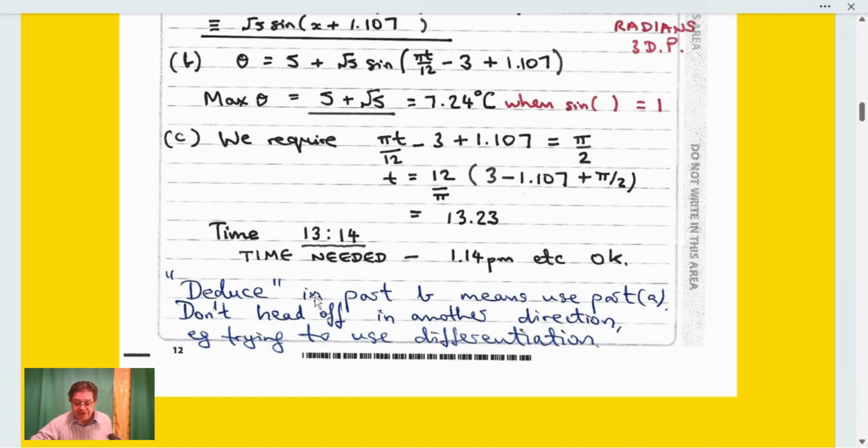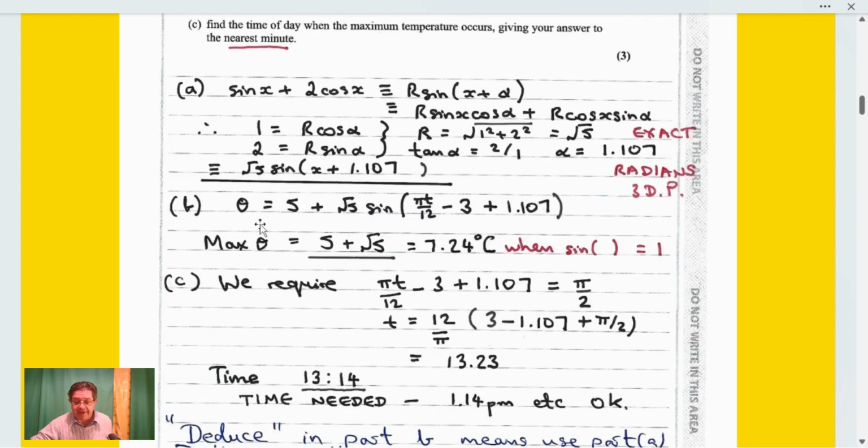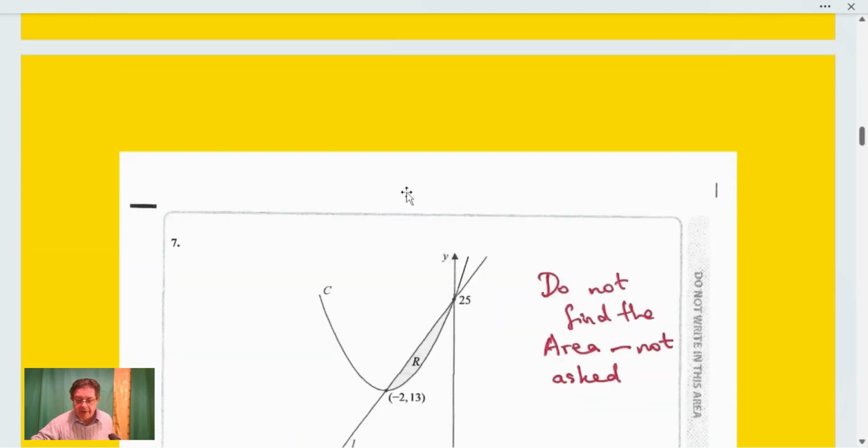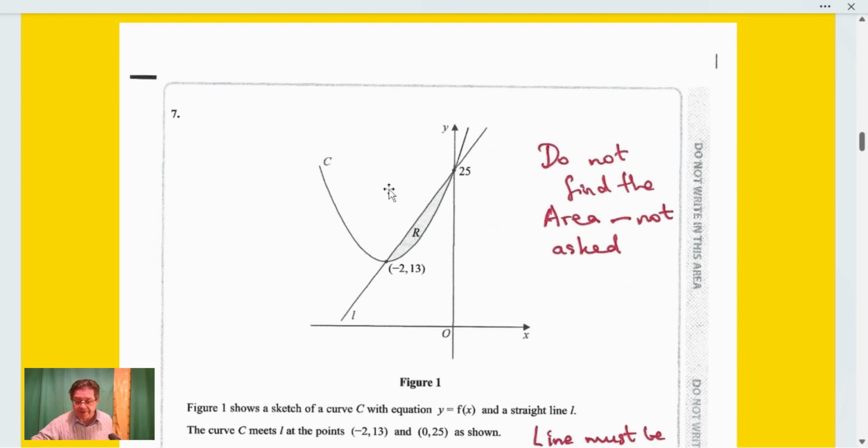So just to emphasize, deduce in part B means use part A. And we don't want here really to head off in another direction, for example, by differentiating to find the maximum. That would in fact give the correct answer, but is long-winded and unnecessary. Thinking like a mathematician, using the fact that the maximum value of sine of anything is 1 is a useful thing to know and to use. Okay, so on to question 7.